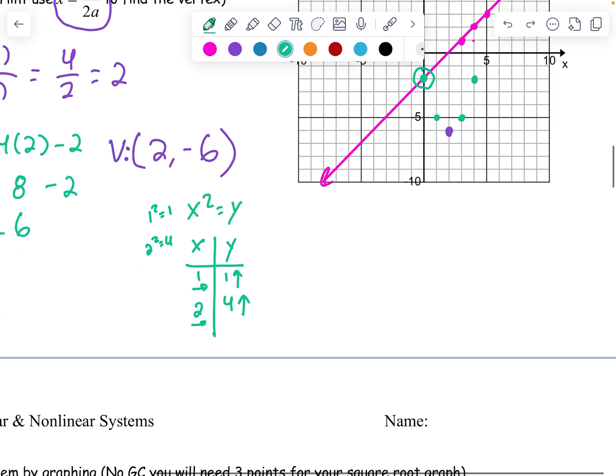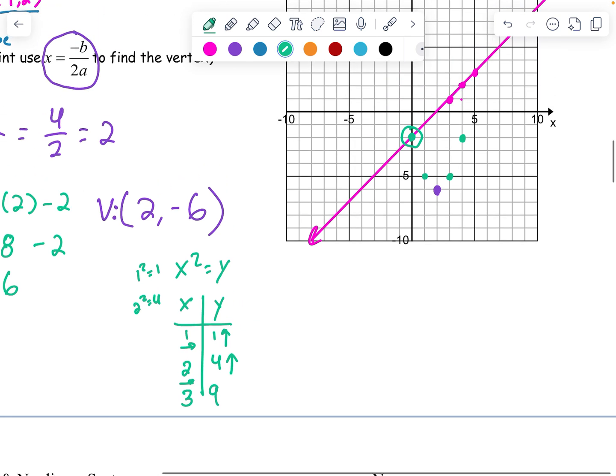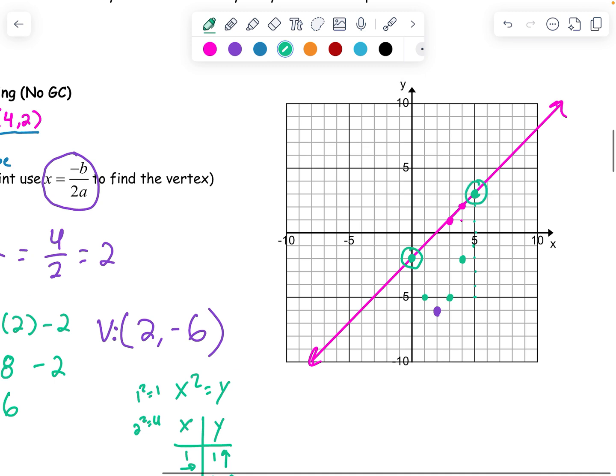So we really need one more point. So let's go one more further. If we plugged 3 into our equation, we get out 9. So we go right 3, 1, 2, 3. It's going to go up 9. 1, 2, 3, 4, 5, 6, 7, 8, 9. Puts us right here. And there we can see our second intersection point.